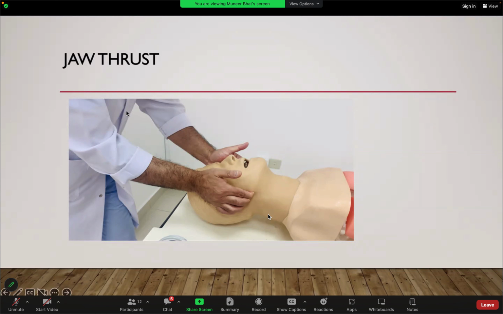This is the maneuver that we can do. This is known as the jaw thrust. Okay, so just try to remember this maneuver in case where there is suspected cervical spine injury. Now, what we try to do, we try to keep our fingers at the angle of the mandible and try to push it forward, so that the tongue will be lifted away from the posterior pharyngeal wall and airway will be open. Okay. So this is how we can do.